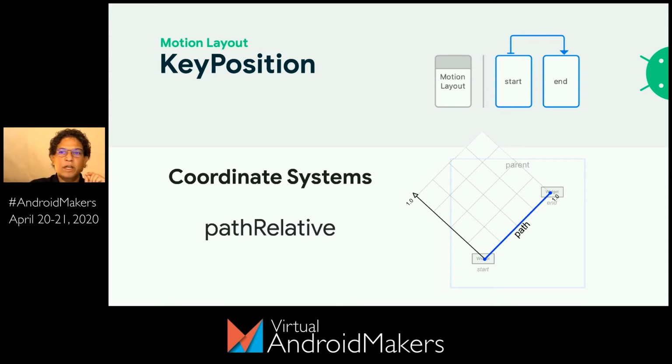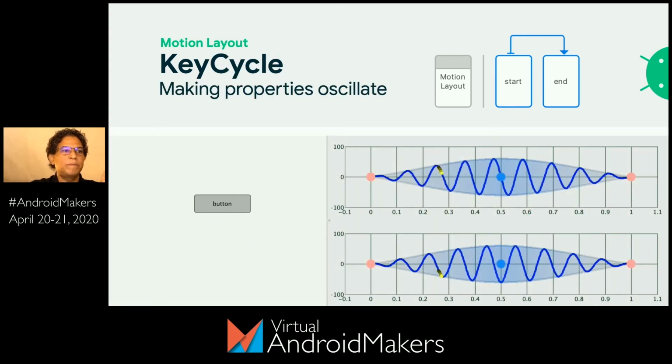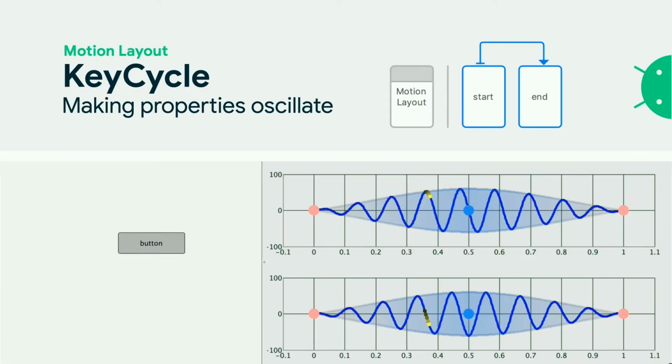Just to touch on a couple of other tags. One of them is key cycles. Key cycles allow you to build any kind of oscillatory behaviors because it would be way too difficult to code complex paths like this if you were to use a bunch of different key positions to get it. These will affect view bounds. These won't affect view bounds. These will affect the affine transform that is a post-layout transform that all Android views support.